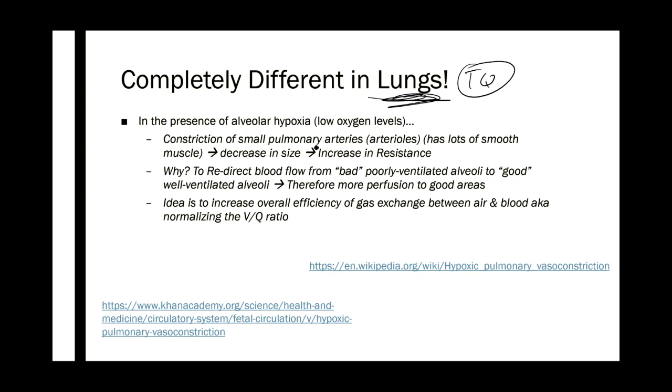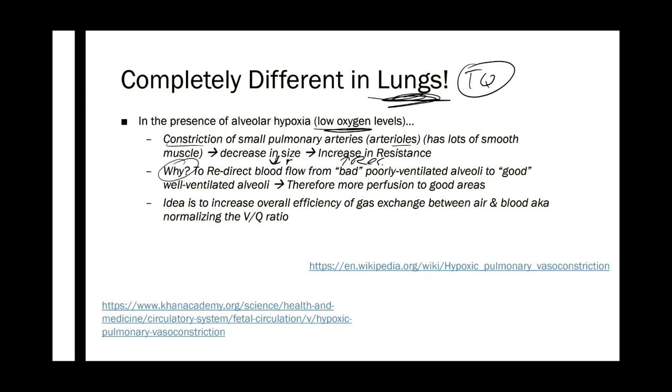So there is a situation, we have low oxygen levels in the arteries that feed the lungs, the alveoli. And what happens in response is vasoconstriction of the small pulmonary arteries. Remember, the arterioles have a lot of smooth muscle, so that's going to allow for that vasoconstriction effect. You get a decrease in size. And remember Poiseuille's law. Decrease in size means decrease in radius, which means increase in resistance.